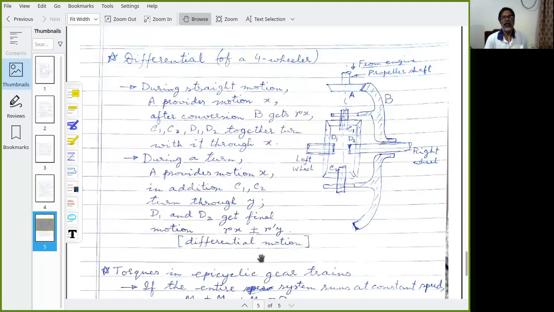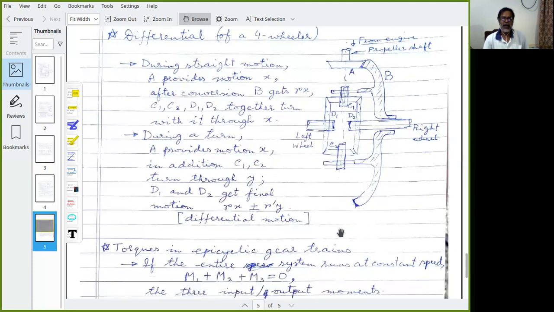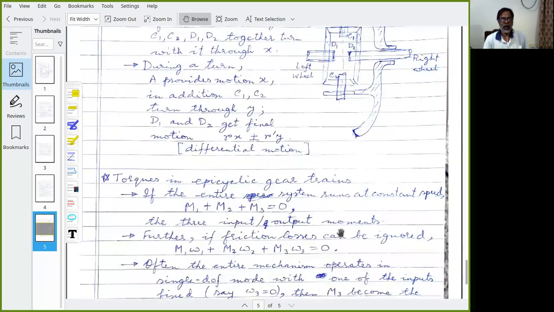Okay. And this is the way by which you achieve different rates of turning of the two rear wheels. So there are some interesting numerical problems like that in the textbook. Look at that. Now till now we have concentrated on motion only. And there is also a little to look at the torques. Now these are very simple, straightforward kinematics and dynamics stuff.